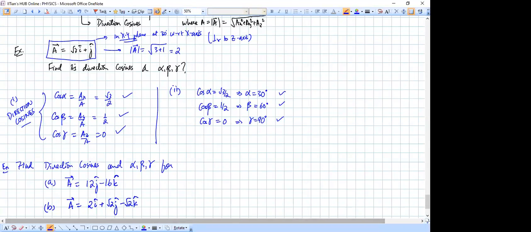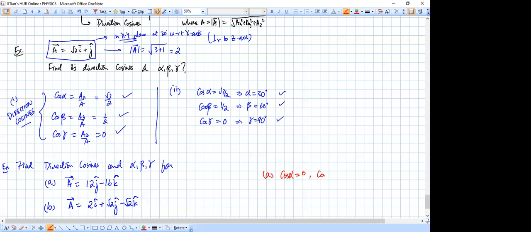Okay, people. So what are the answers for the first part? No, cos alpha is 0. For the first part, AX is 0, AY is 12. So the first part's answers will be like this.